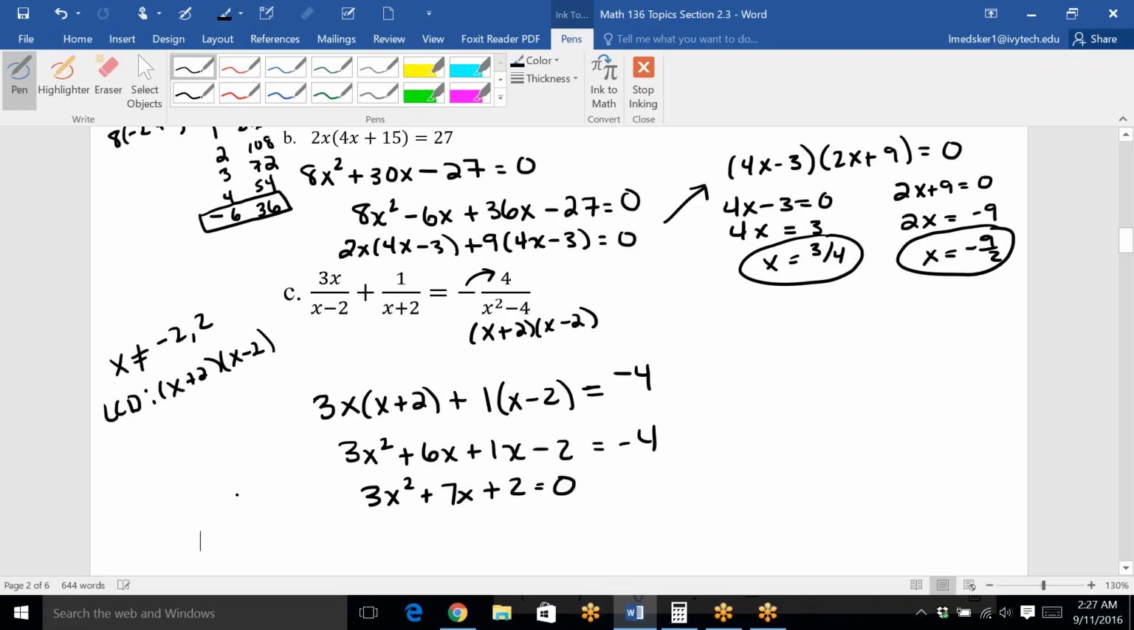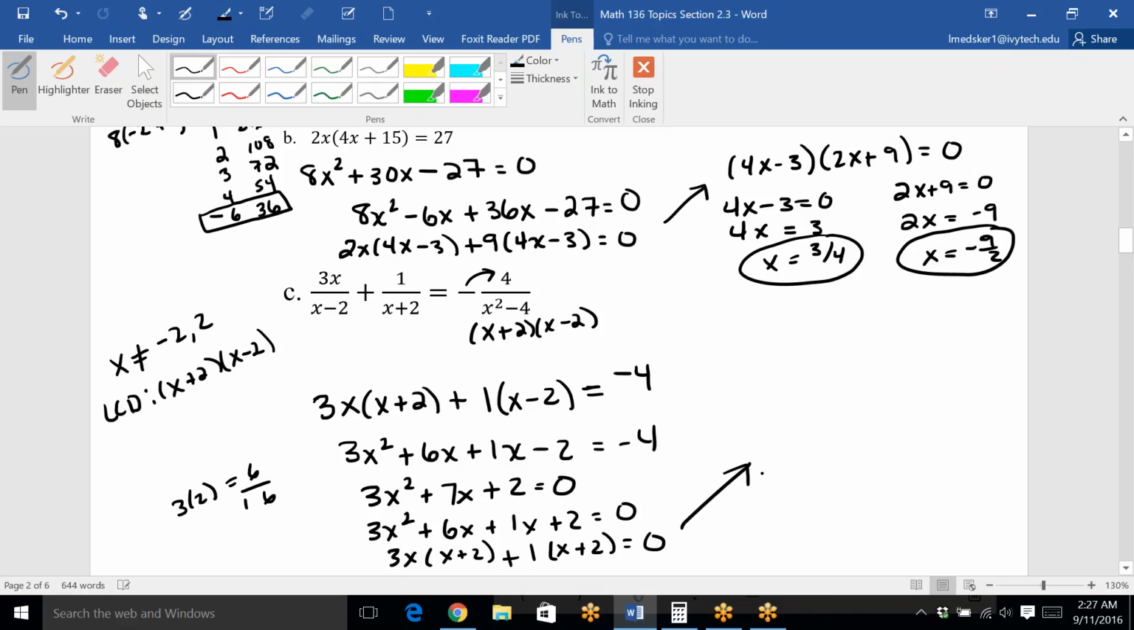So again, this is factor by grouping method. 3 times positive 2 is 6. Factors of 6 that give us 7 are 1 and 6. So we can put 6x plus 1x plus 2 equals 0. Pull out a 3x, get an x plus 2. Pull out a positive 1 because you have to pull something out. You get an x plus 2. So we get x plus 2 and 3x plus 1 equals 0.